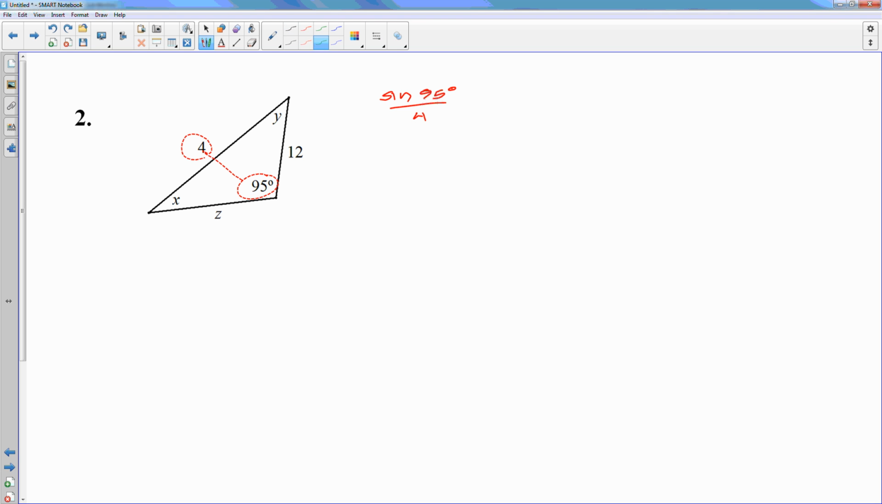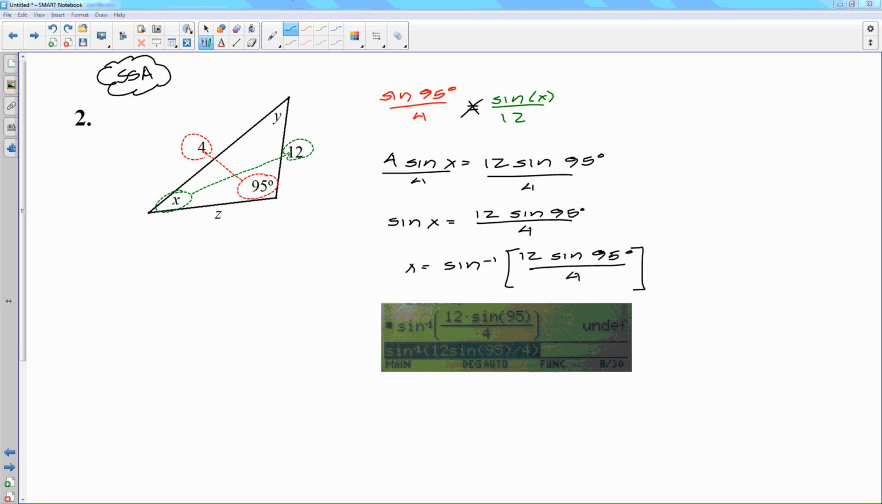Then it looks like I'm going to have to solve for x first again because it is opposite the given side length of 12. And notice I do have 12, 4, and 95. That is an SSA triangle. So we will need to consider two possible triangles. So sine of 95 over 4 is equal to sine of x over 12. And we will solve this triangle. I'm going to pause this while I work it out.